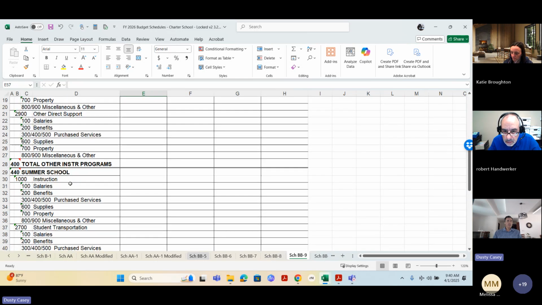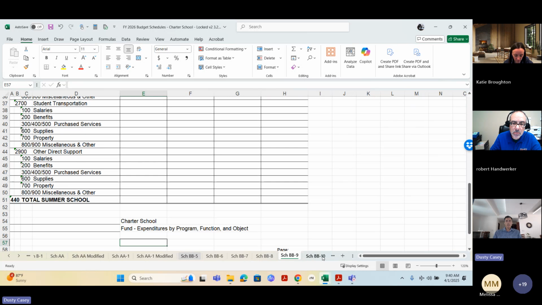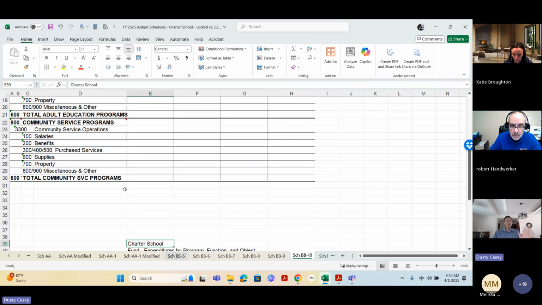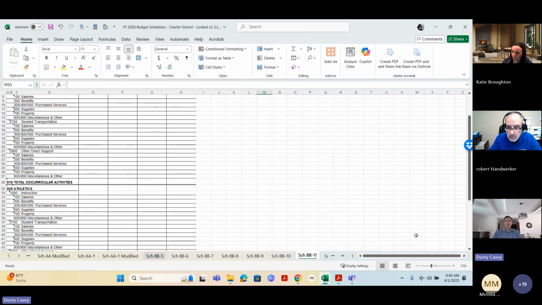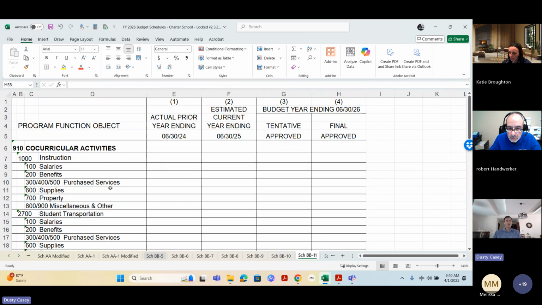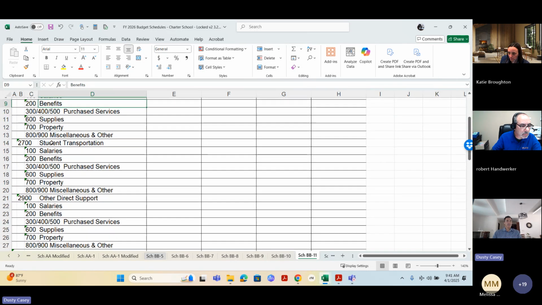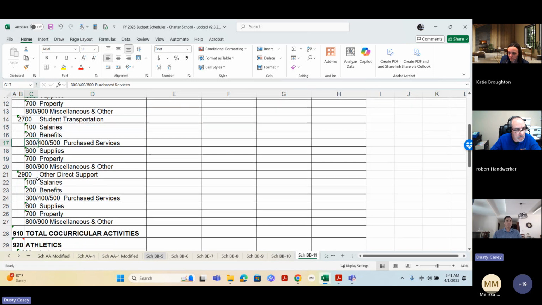Here's your 400s, summer school, schedule BB10, goes into adult ed, community service programs. Again, a lot of this stuff districts do, charter schools do not, so don't worry about it if you have a whole bunch of these sections that are blank. Schedule BB11. Here's your co-curricular. A lot of you will have this, especially if you're operating a middle school or a high school. Here's where all your coaches stuff goes. Anything associated with your co-curricular sports and activities. If you're transporting kids for games or paying a subcontractor to transport your kids, that goes in here.